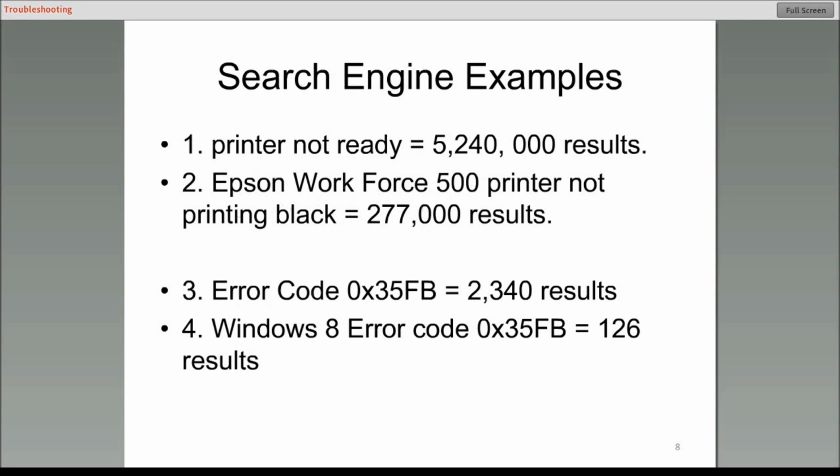Example. If you go to your search engine and you say printer not ready, which I did the other day, I got 5,240,000 results. But if I was specific and I said Epson Workforce 500 printer not printing black, I got 277,000 results. The same thing with the error code. It went from 2,340 results to, I just added the information that said this was a Windows 8, and I got 126 results. My point with this presentation view graph right here is be as specific as you can about the problem and what you're looking for.